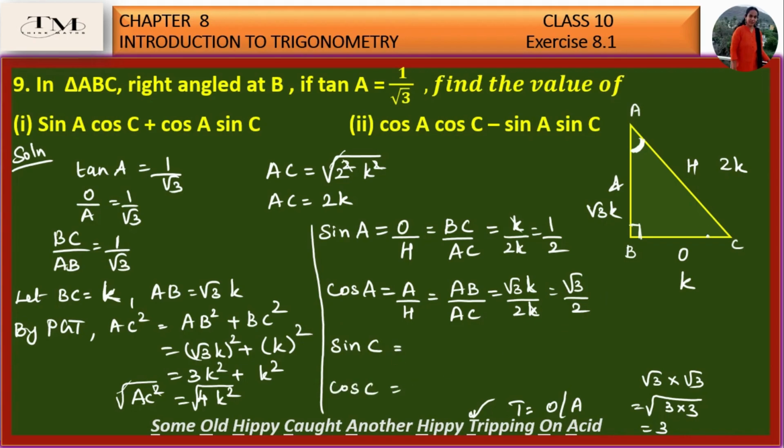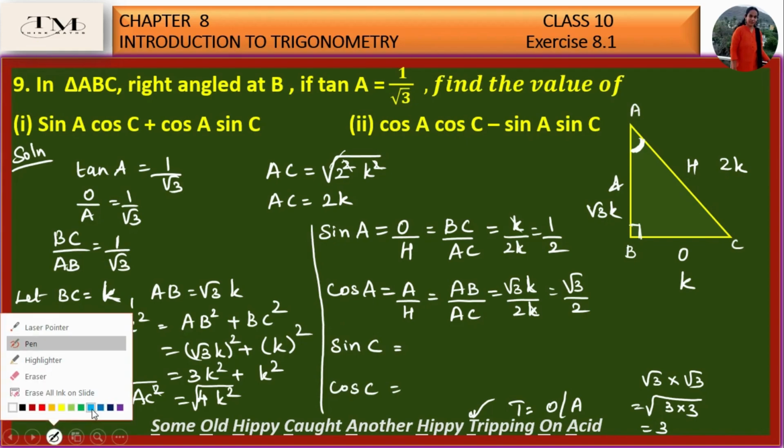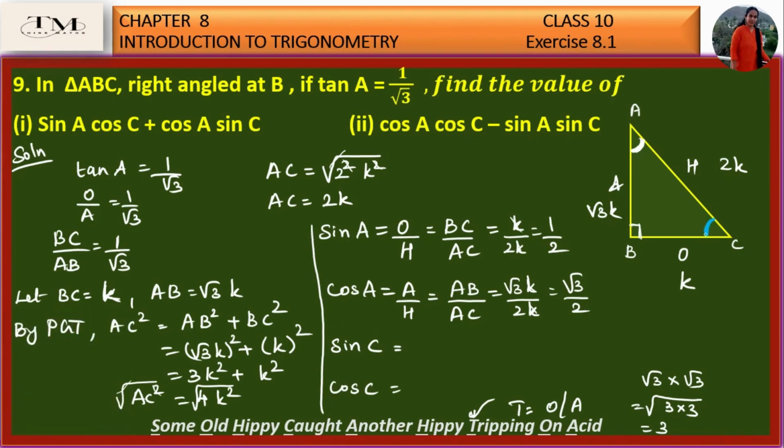Now we have to find out sine C and cos C. So if we take C as the angle, so let me change the color. If we take C as the angle, the opposite side is AB and adjacent side is BC. So this is the adjacent side. Now let us write the values. So sine C is equal to opposite by hypotenuse. So which is the opposite side? Now take this blue. For sine C it is blue. So opposite side is AB. Hypotenuse is the same AC. AB is root 3k. AC is 2k. So k gets cancelled. So it is root 3 by 2.